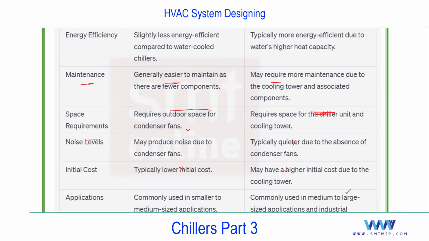Next, space point of view. Depends again as per the case. Water cooled chiller requires space inside the building and partly outside. And air cooled chiller requires space outside the building. So as per the type of project, if you have enough space inside the building, we can go for water cooled. Or if you have enough space outside the building, the choice can be this air cooled.